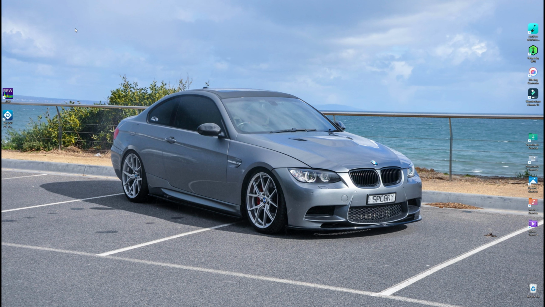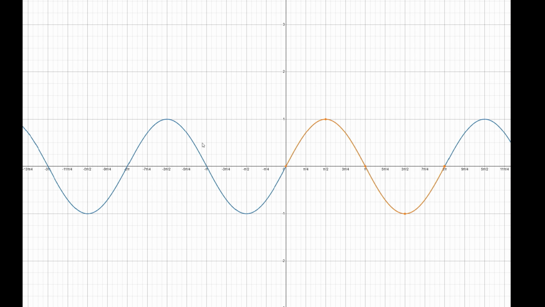Now, I'm going to use a tool called Desmos Sine Graph, I think it's called, to explain a little bit more about the sine wave. And I'll put the link in below, but let's go open up the tool. So here we have a sine wave.